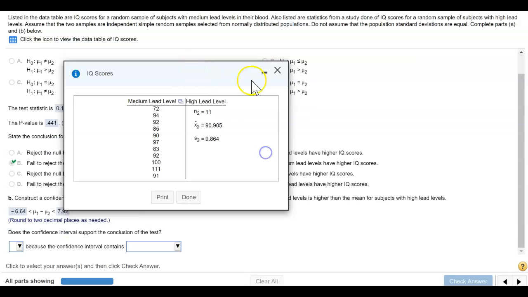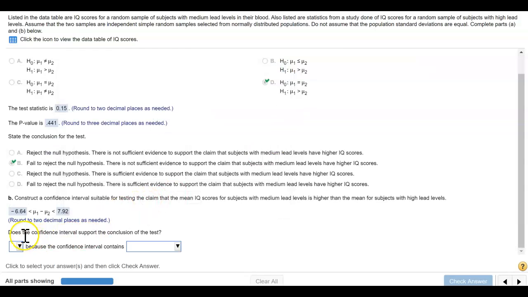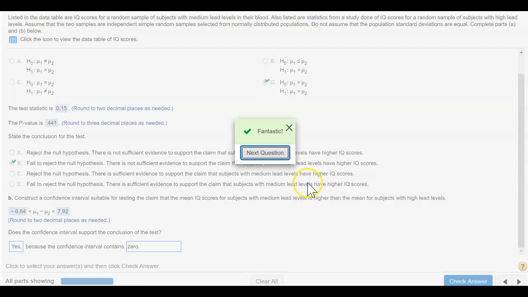Nice work. And in the last part, we need to make a conclusion about the confidence interval. Does the confidence interval support the conclusion of the test? Yes, because the confidence interval contains 0. Check answer. Fantastic. I hope that was helpful.